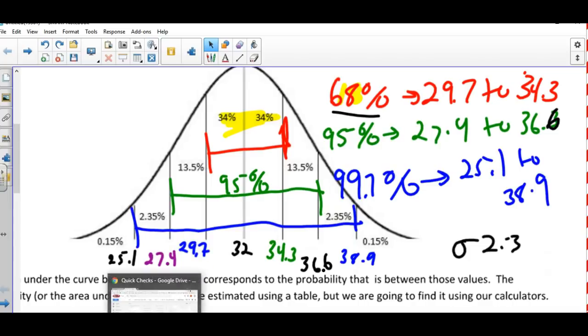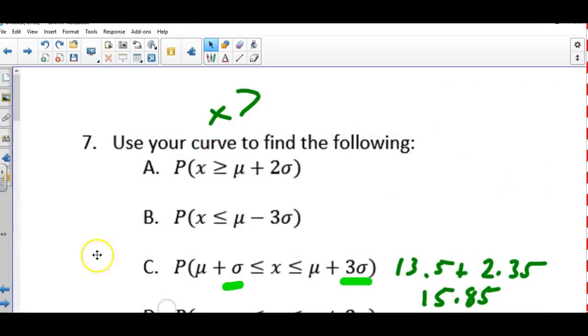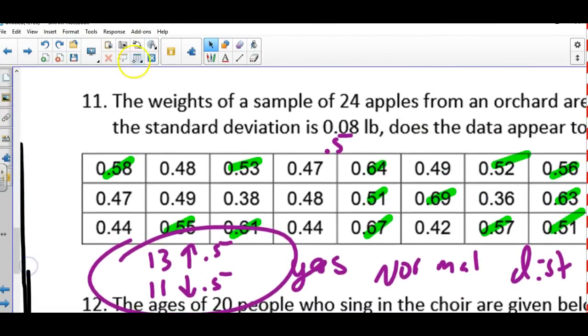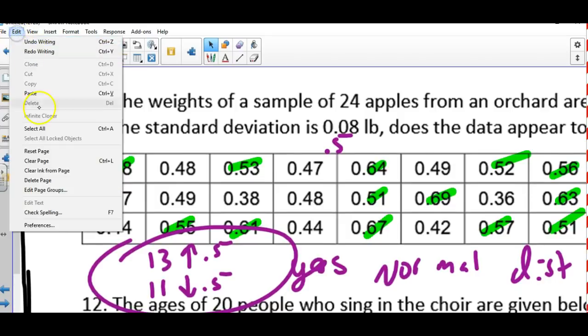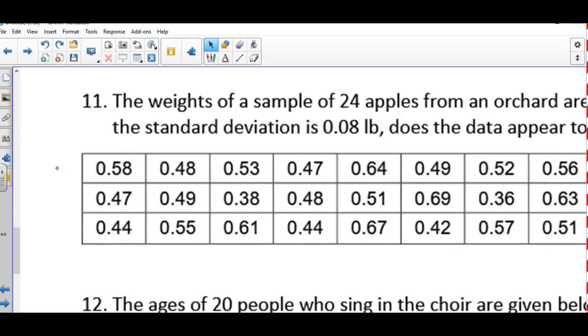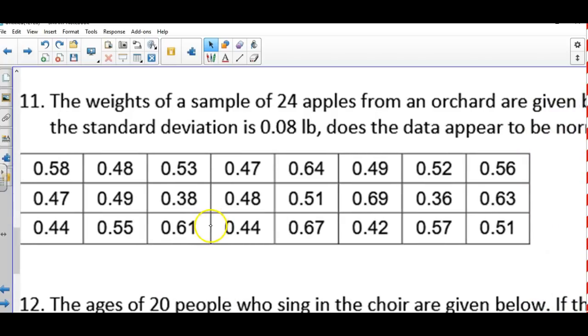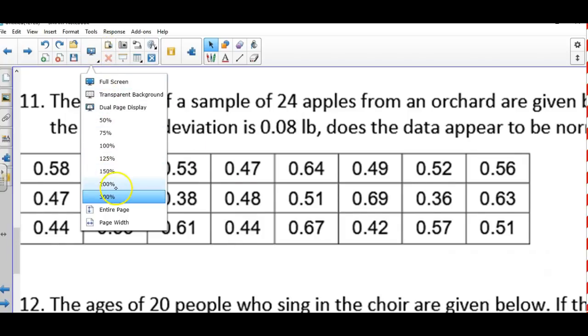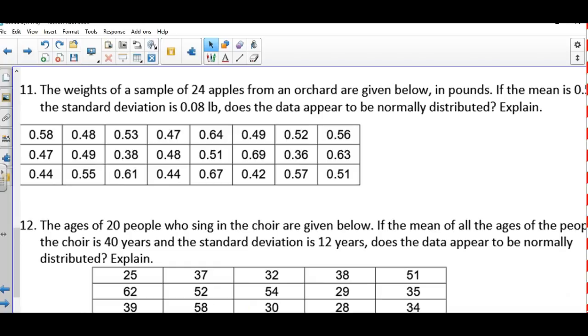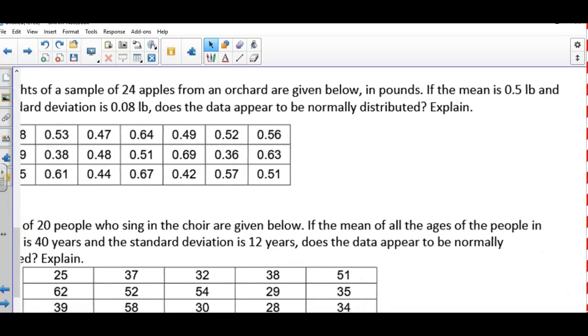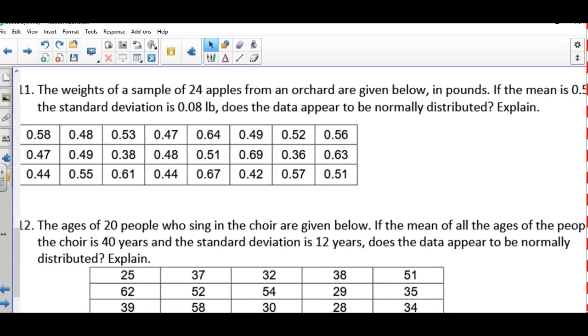Last couple of questions we have to look at. Hold on, let me clear it out because we just did this in class. This part right here says the height of a sample of 24 apples from an orchard are given below in pounds. The mean is 0.5 and standard deviation is 0.08. Does this data appear to be a normal distribution?